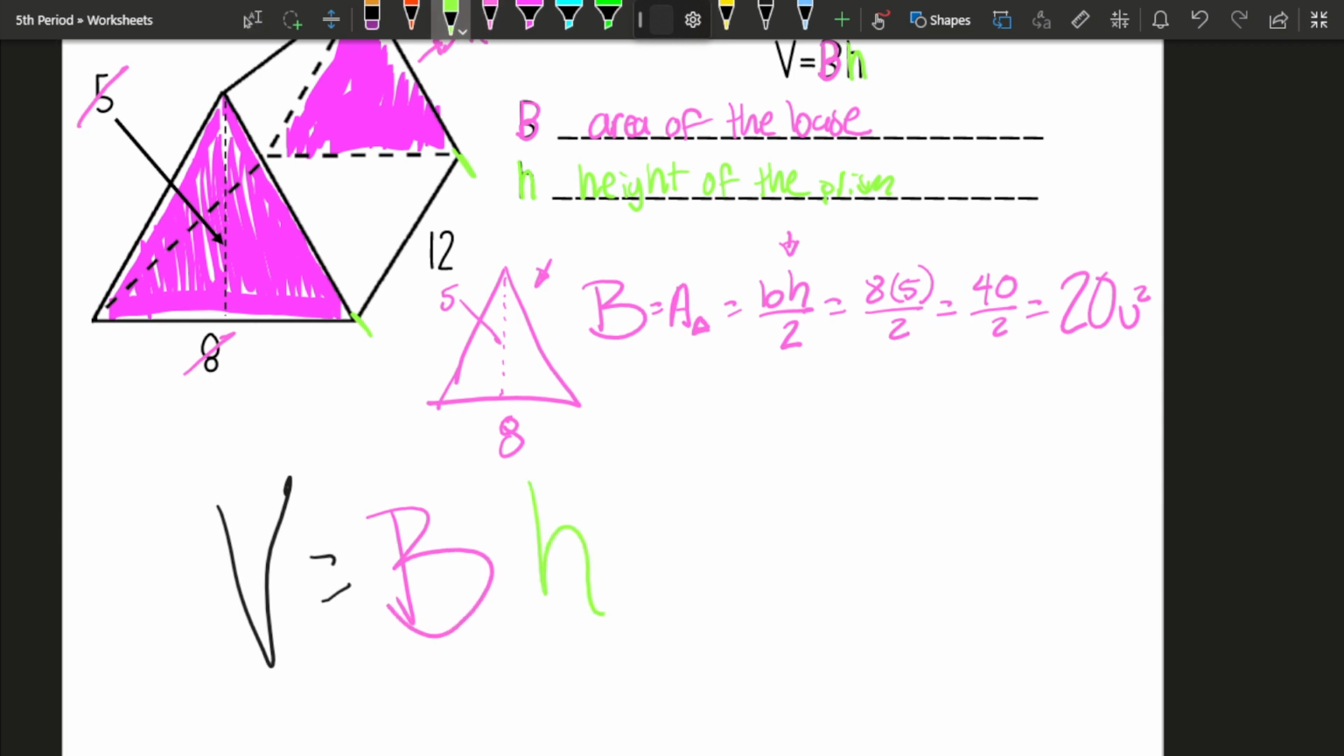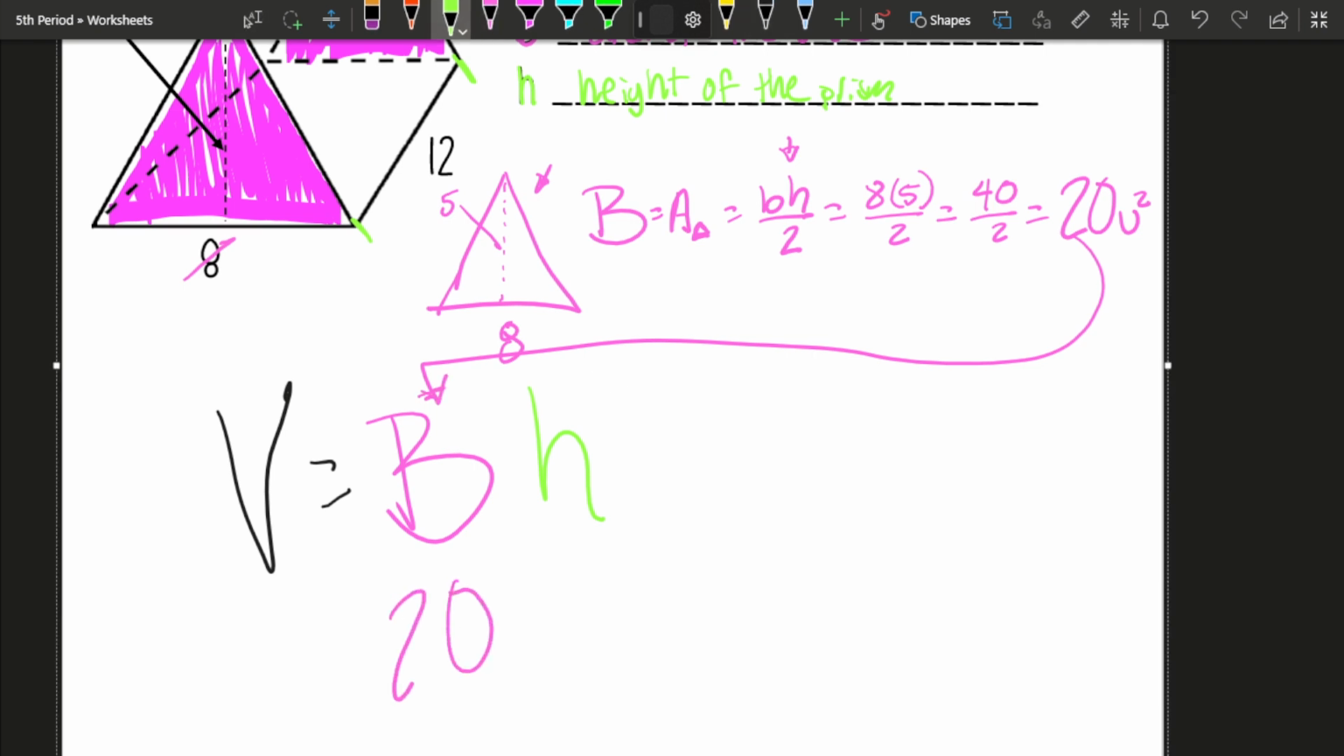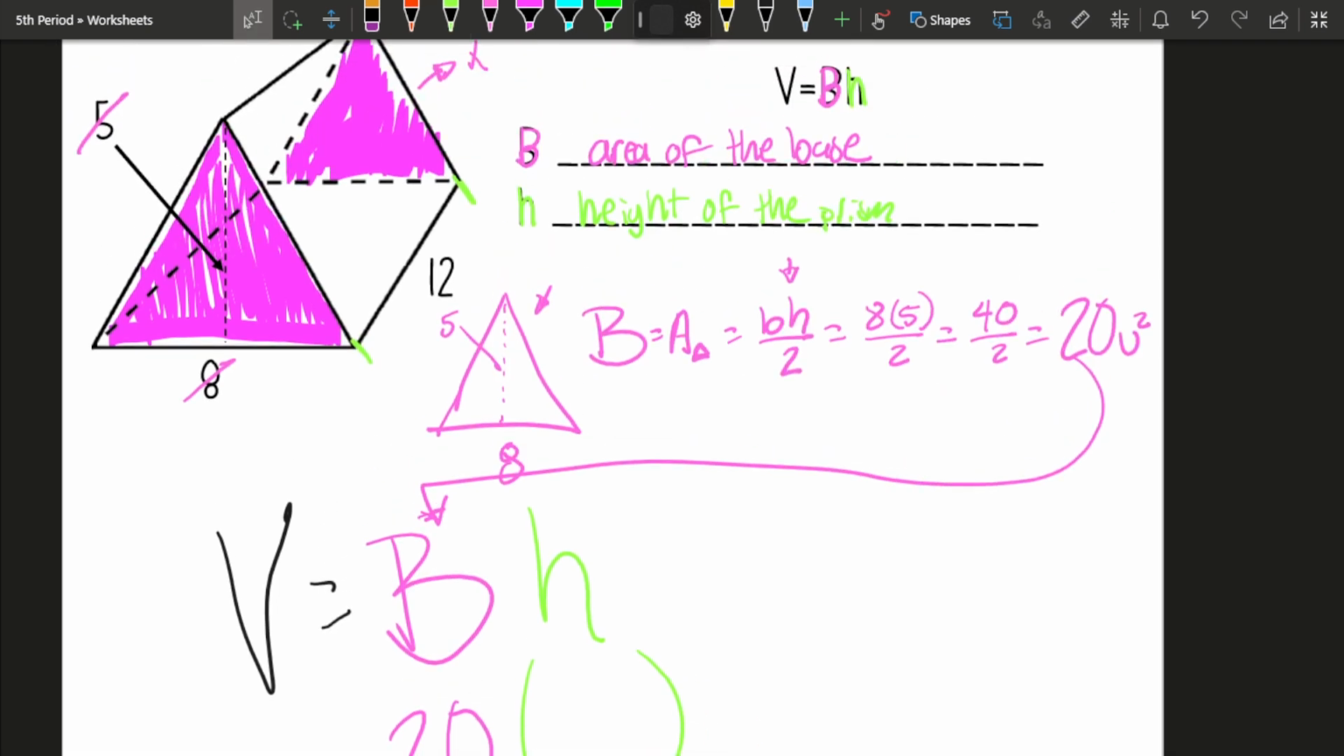We already know what uppercase B is, don't we? Base 20. So we're going to put 20 here, and we're going to multiply that by the height of the prism, which is the distance between these two bases. The only number that we have not used, which is 12.